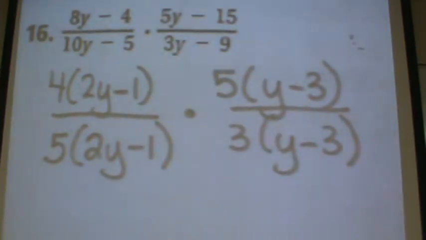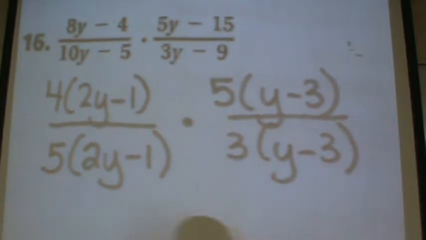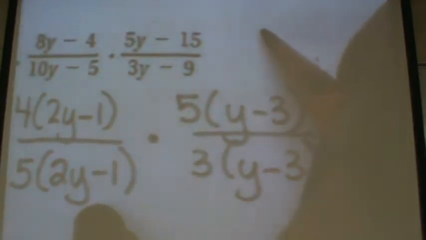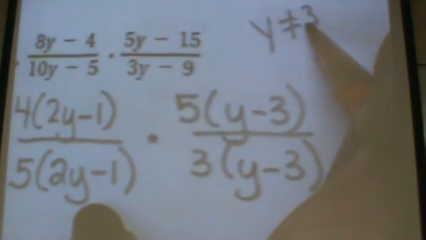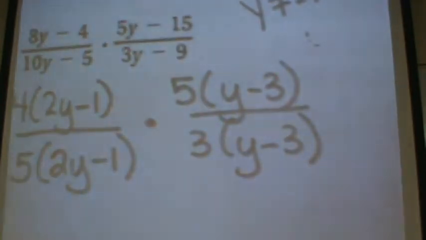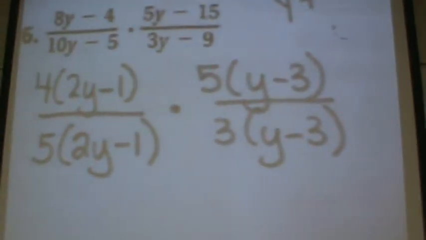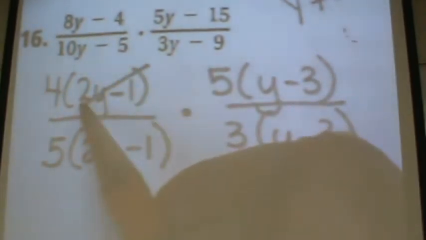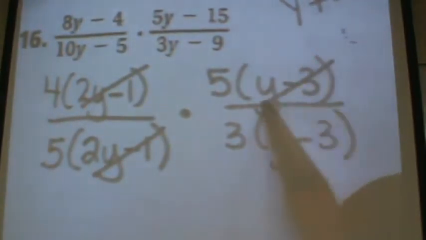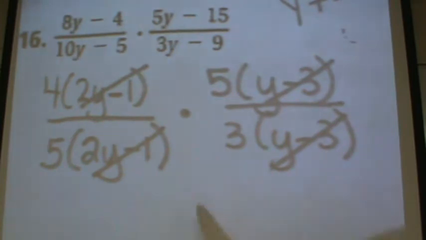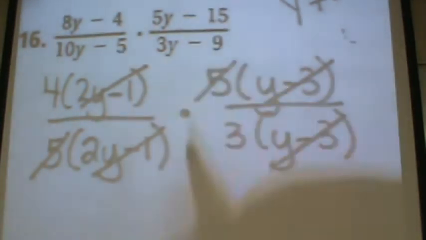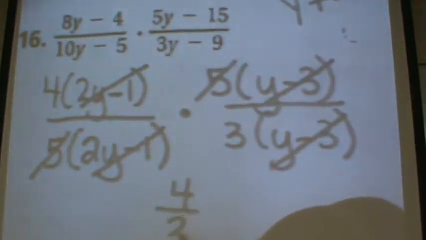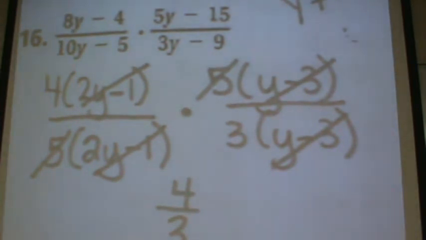Now, let's do the restrictions first before we do anything. What can't y be? 3, and a half. So y can't be 3 or 1/2. Okay, what cancels? y minus 3, and 2y minus 1. What else? 5. What's the answer? 4 thirds.